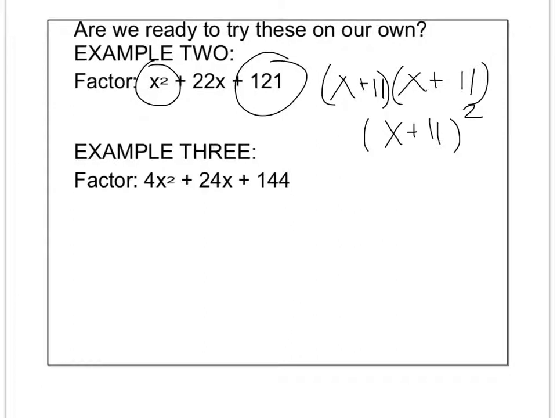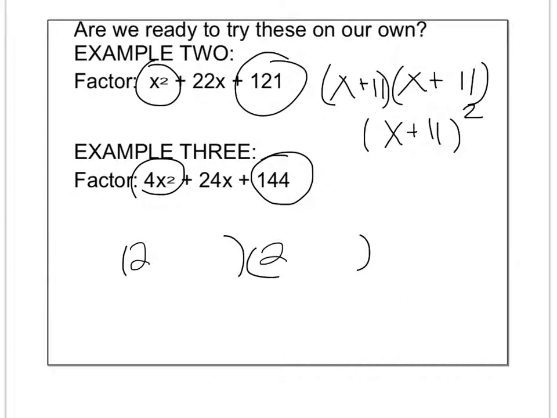So you're done factoring. So let's look at the second one. Example 3 on this page. We're going to look at the first term of 4x squared and the last term of 144. So we know 2 times 2 is going to give us 4. I'm going to attach x's to each side. 144, 12 times 12. We put 2 plus signs, and then we're done.